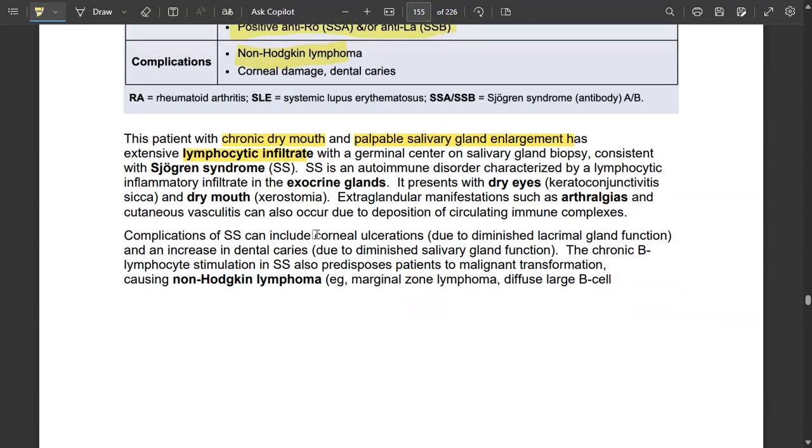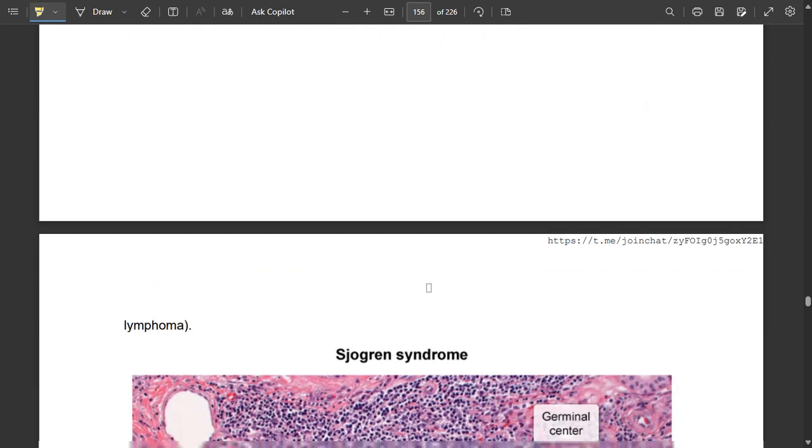Complications of Sjogren syndrome include corneal ulceration due to diminished lacrimal gland function, and an increase in dental caries and risk of candidiasis due to diminished salivary gland function. The chronic B lymphocyte stimulation in Sjogren syndrome also predisposes patients to malignant transformation, causing non-Hodgkin's lymphoma. Because of the lymphocytic infiltration, or multiplication of lymphocytes, lymphoma can occur. Marginal zone lymphoma and diffuse large B cell lymphoma are very common.